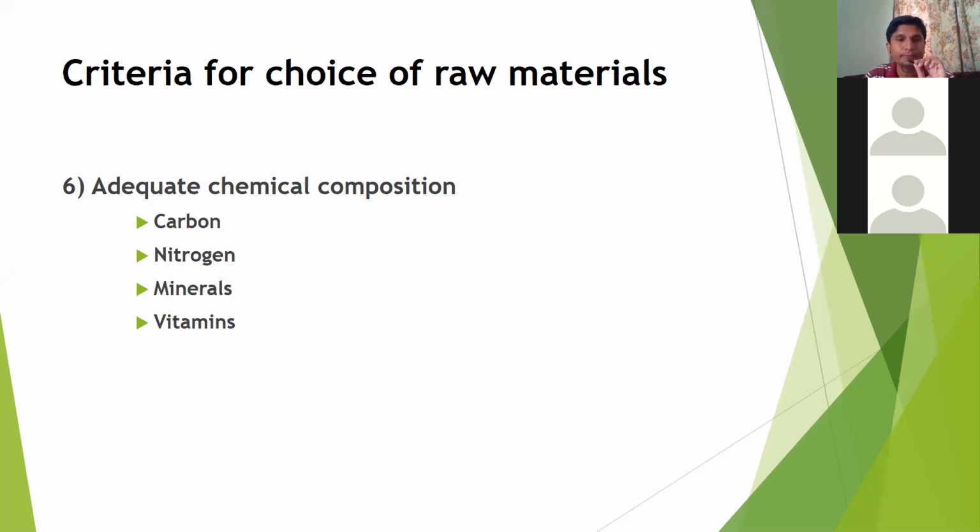So while selecting the raw materials for large scale industrial fermentations, it is very necessary that its chemical composition should be adequate. It should have all the chemical constituents that are needed for the growth of the microorganisms. So this is a very important factor while you are selecting the raw material. And for that purpose, again, the chemical testing of the raw materials is very necessary. Before the use in large scale fermentations, its chemical composition should be checked before using it in the fermenters.